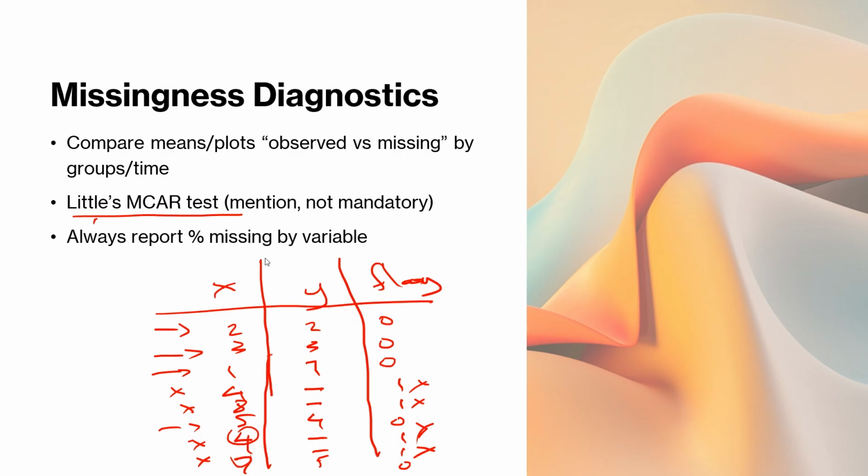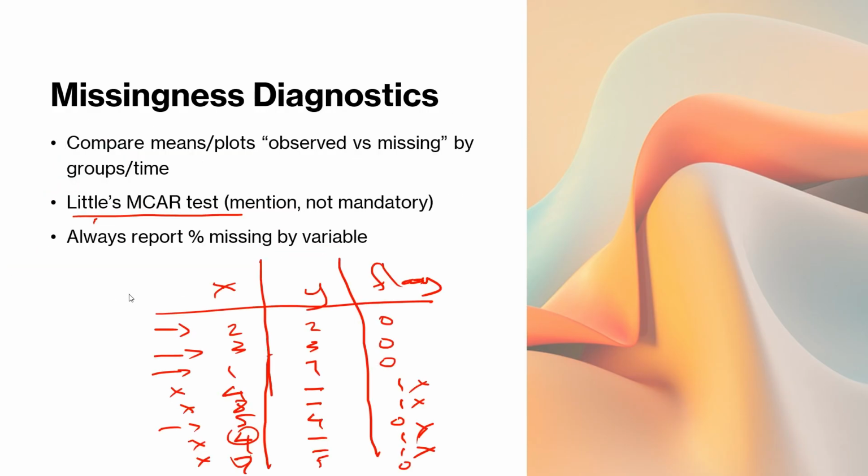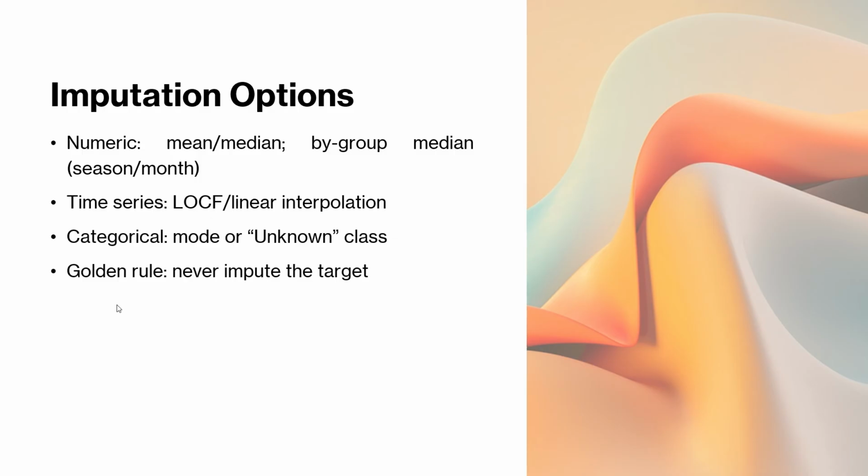But it's not only about the high percentage, it's also about whether the data is not missing completely at random as well. We can't just look at the percentage. That's also important. Then we can look at the imputation options that we have.